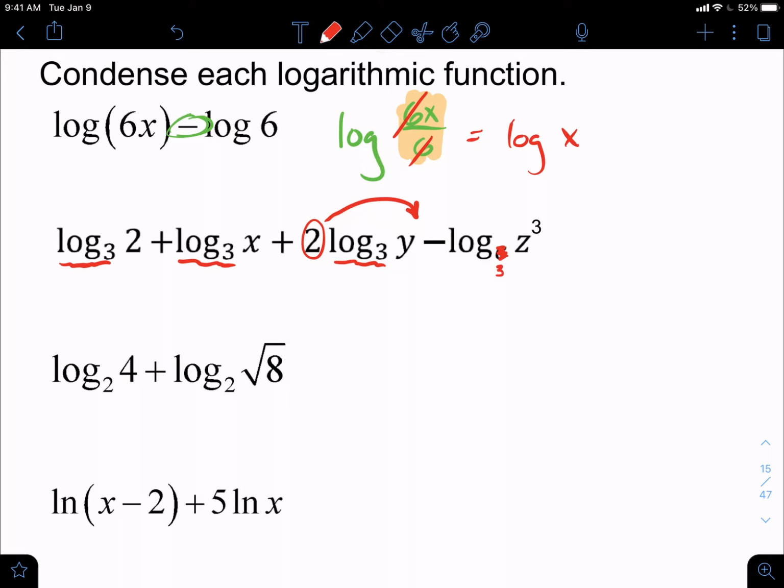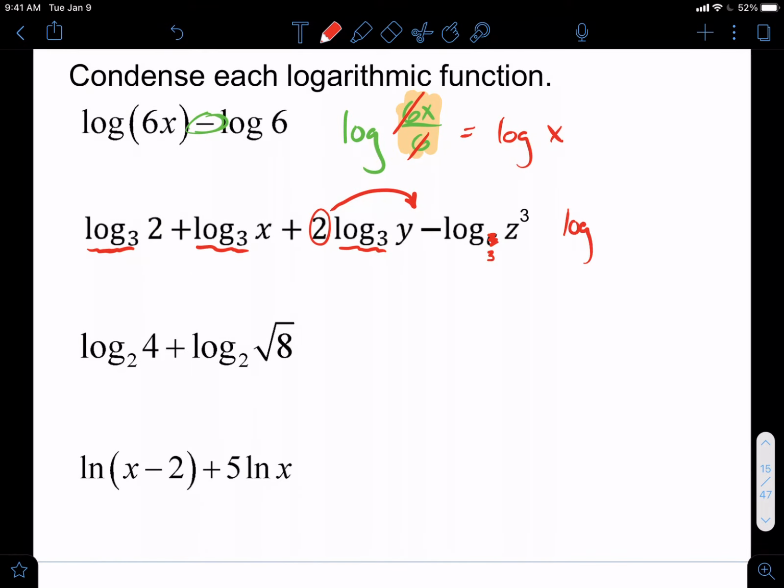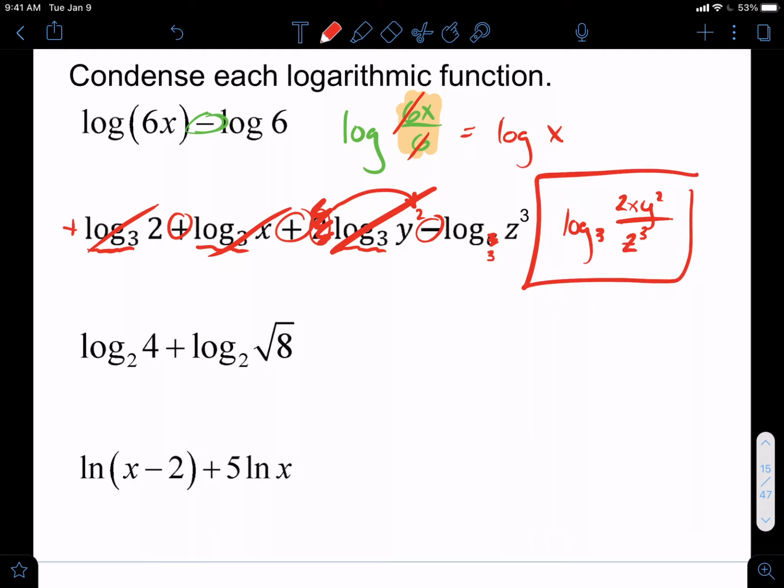So I'm going to end up with log, let me write it over here, log base 3 of 2, that's just positive here, so that's going to go up on top. And then it's plus x, so times x. So done. Then the 2 has moved up here, so now this is like an exponent, y to the second, but it's positive, so it's going to be a y to the second up top here. This one has been talked about, and now this one's finally the minus, so we are going to be dividing by z to the 3rd power over here, which will make this our final answer.